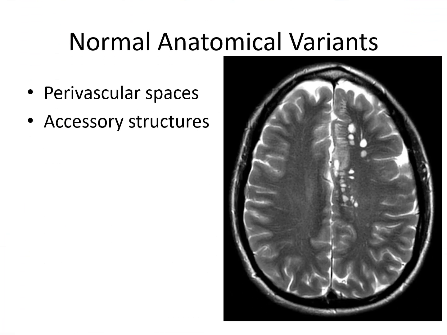Normal anatomical variants. These are considered MRI pitfalls because sometimes a normal anatomical variant can be misinterpreted as pathology, like perivascular spaces and accessory structures. In this image, we can see these are T2 hyperintense lesions. These are the perivascular spaces. Sometimes they can be misinterpreted as pathology.